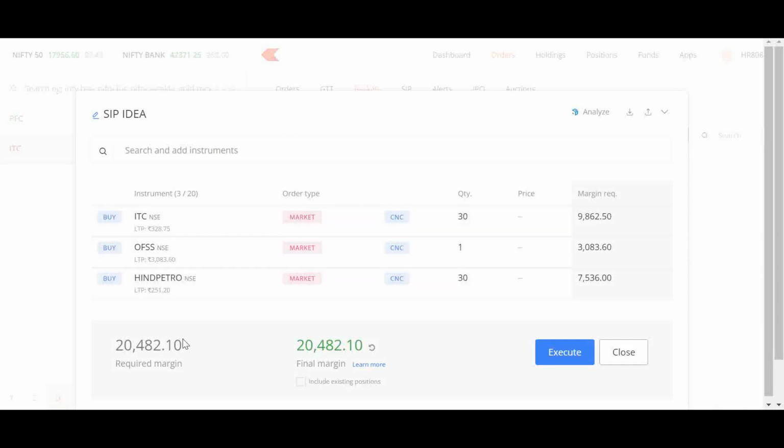I'm planning to buy around 20,000 worth of stocks every month in ITC, OFS, and Inropil. These are good dividend stocks, which have a good dividend yield record for the last 5 years. And moreover, these are high quality stocks. I think these stocks are worth buying, so that's why I've added this to my SIP idea.